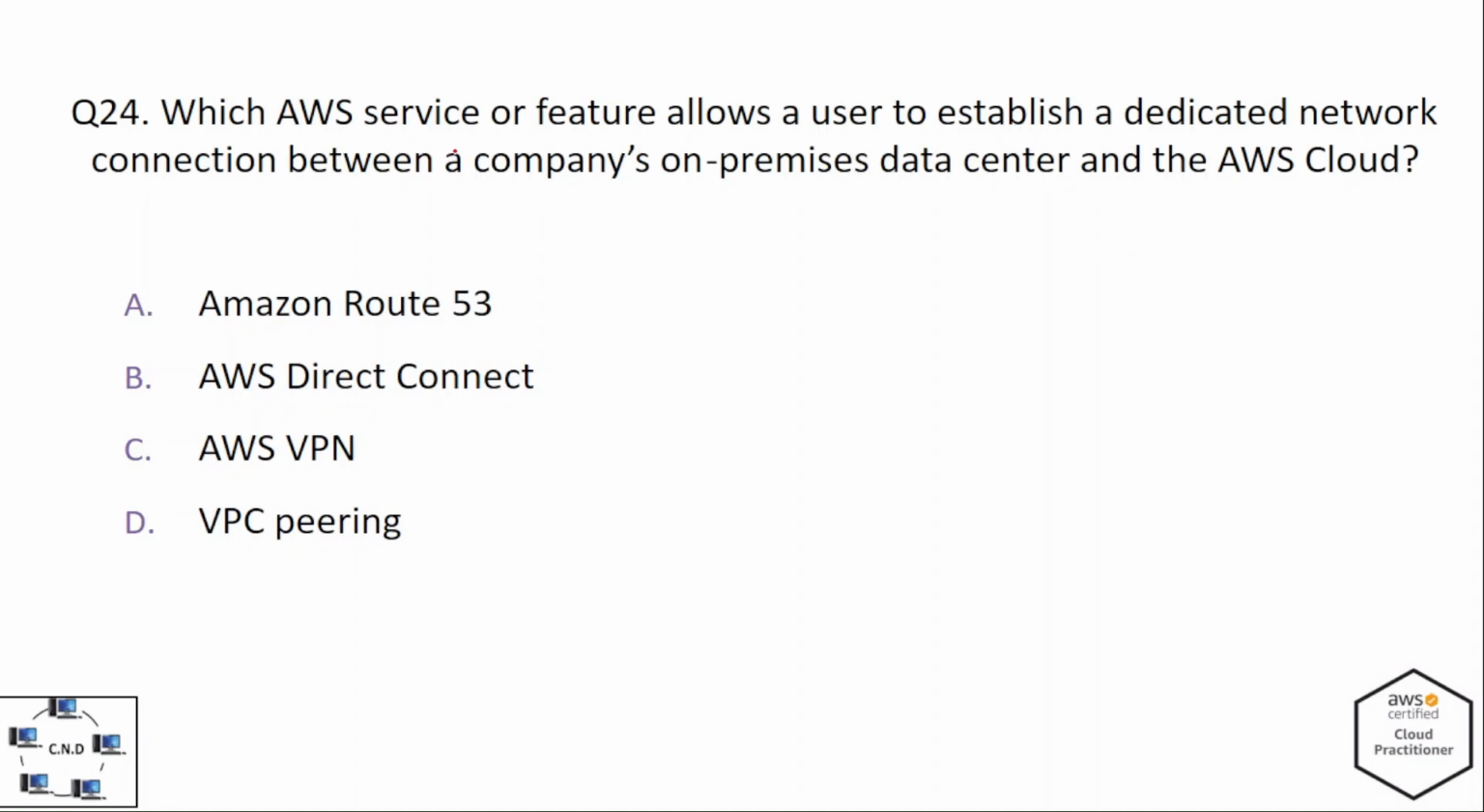Question number 24 is: which AWS service or feature allows a user to establish a dedicated network connection between a company's on-premises data center and the AWS cloud? The options are A. Amazon Route 53, B. AWS Direct Connect, C. AWS VPN, and D. VPC peering. And the correct option is, so we are talking about a direct connection between your private on-premises network and the AWS cloud, and this is done through AWS Direct Connect.